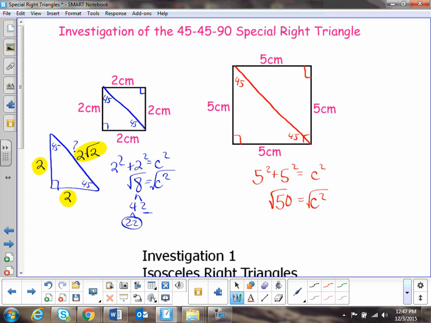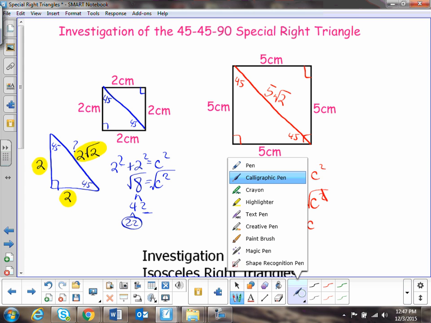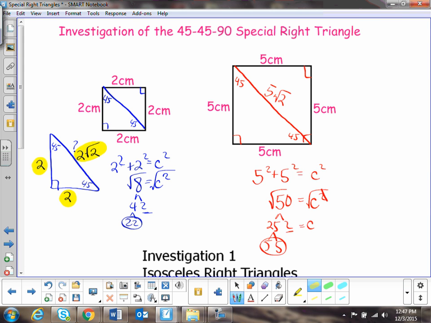Square root, c equals 25 over 2, 5, 5. See, these are easy radicals to do. You can get way more difficult ones to simplify. So the hypotenuse is 5 radical 2. So let's highlight those and look at the pattern there as well.